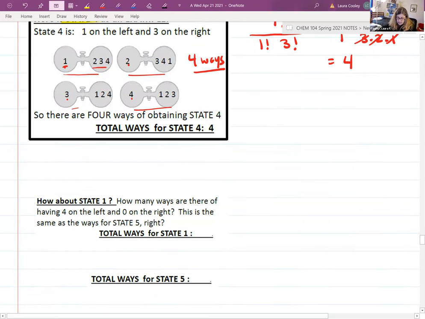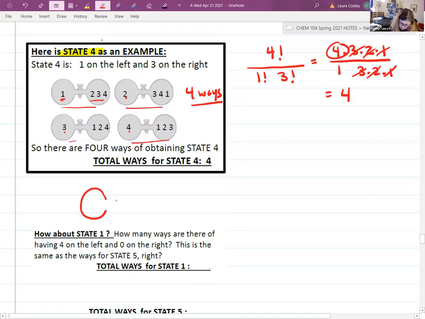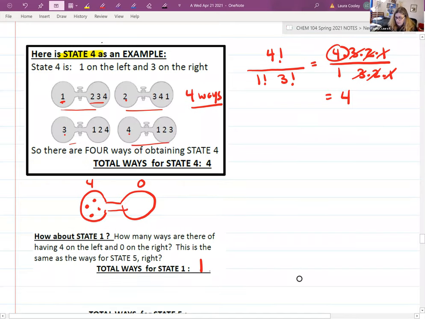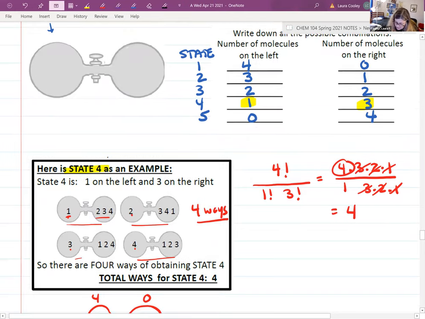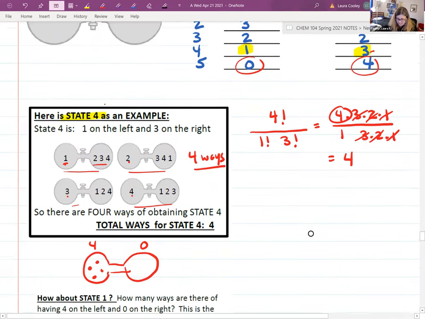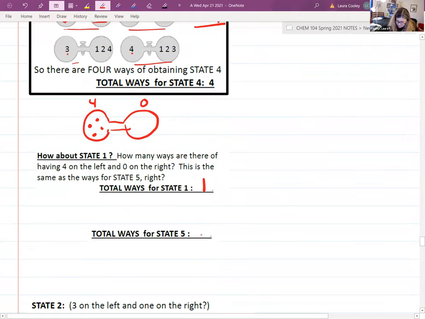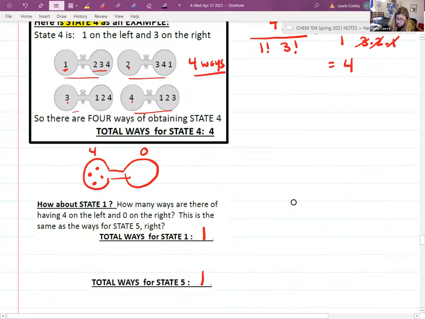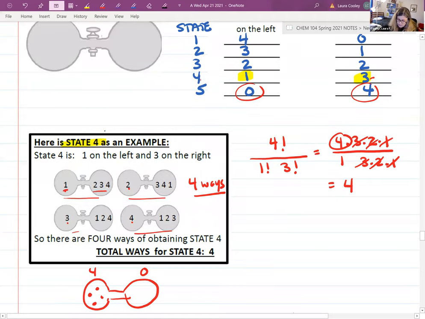Now let's think about state one. Remember state one, that was where you had four on the left and zero on the right. And there's really only one way to get that. All right, what about the one where we have four on the right and zero on the left? Well, there's only one way to get that too. So there's one way. So far, state four is really winning here. There are many more ways of getting one on the left and three on the right than there are of getting all on the left and none on the right, okay?